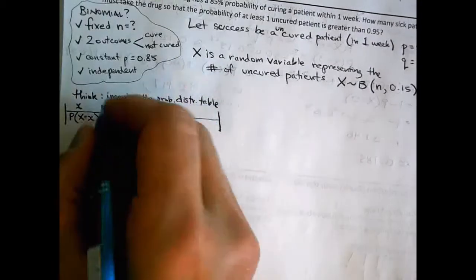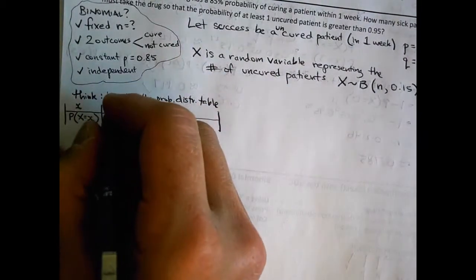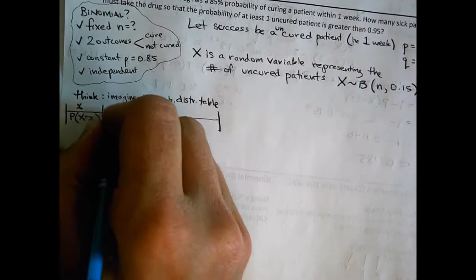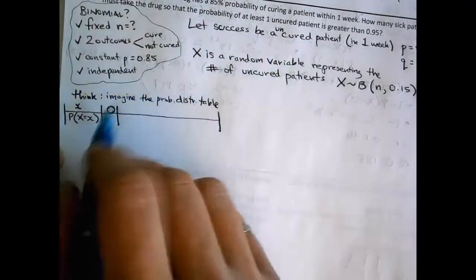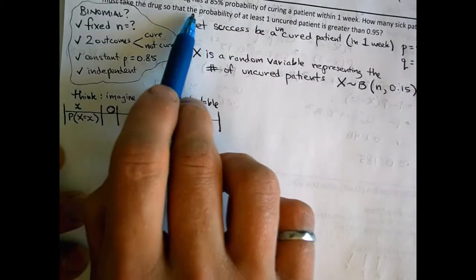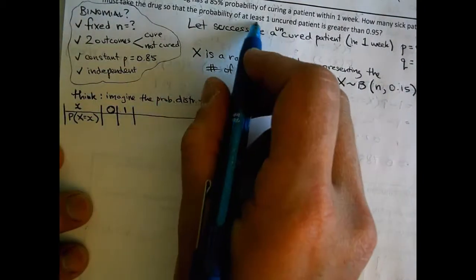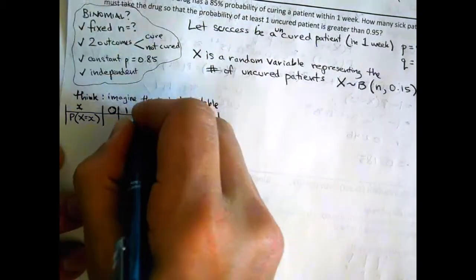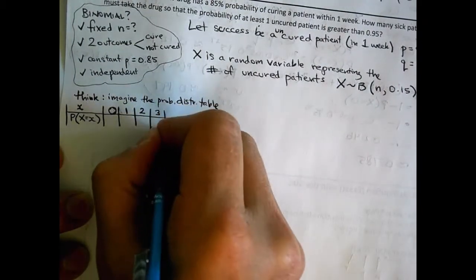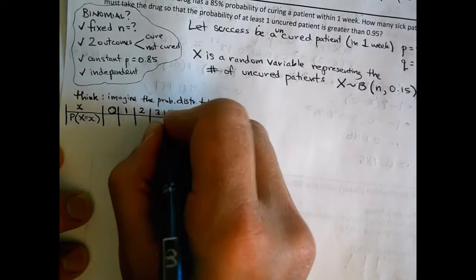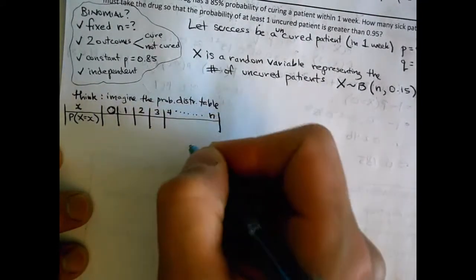Okay, so X is the number of uncured patients. So you could have 0 uncured patients. We're not really interested in 0 uncured patients. We want to find 1 uncured patient. So we could have at least 1 uncured patient. So we could have 2 uncured patients. We could have 3 uncured patients. We could have 4. We could have all the way up to however many number of patients I'm going to give this to.